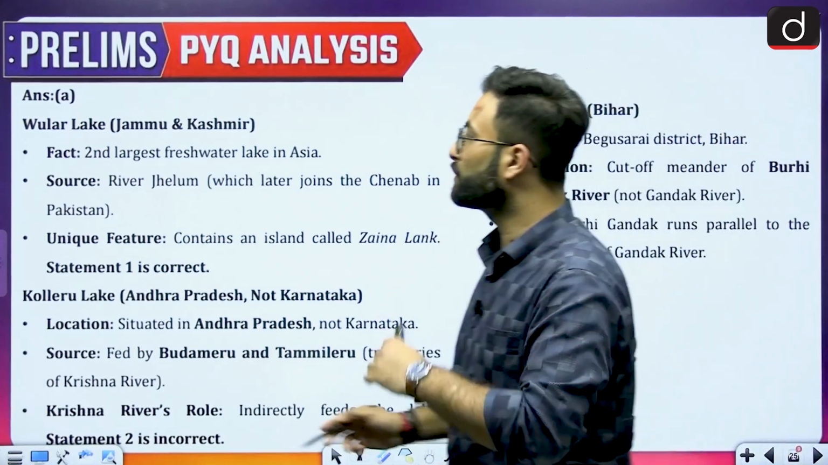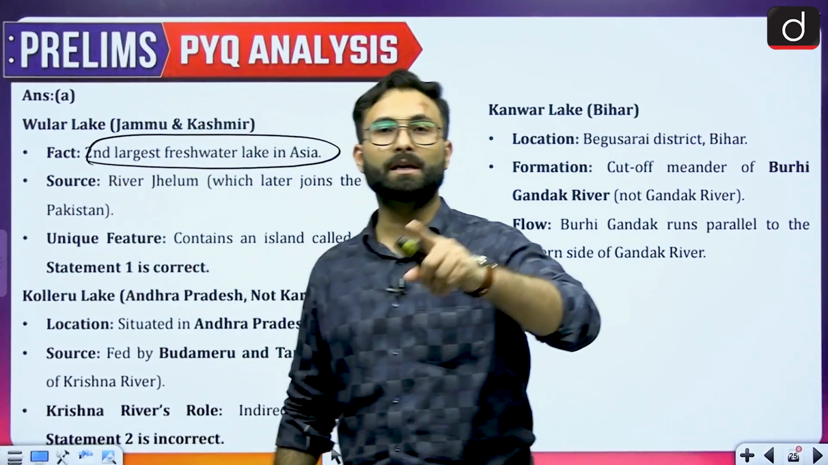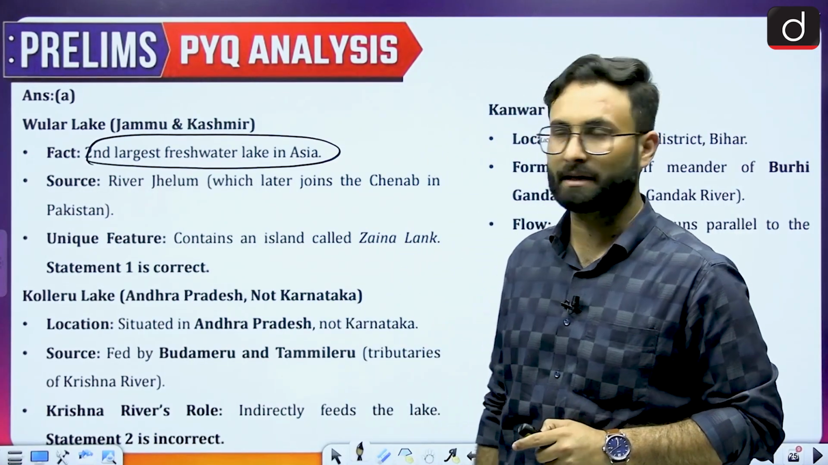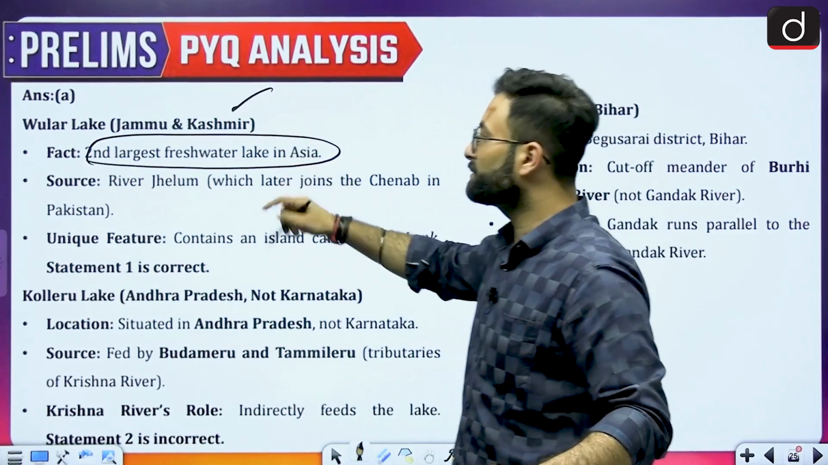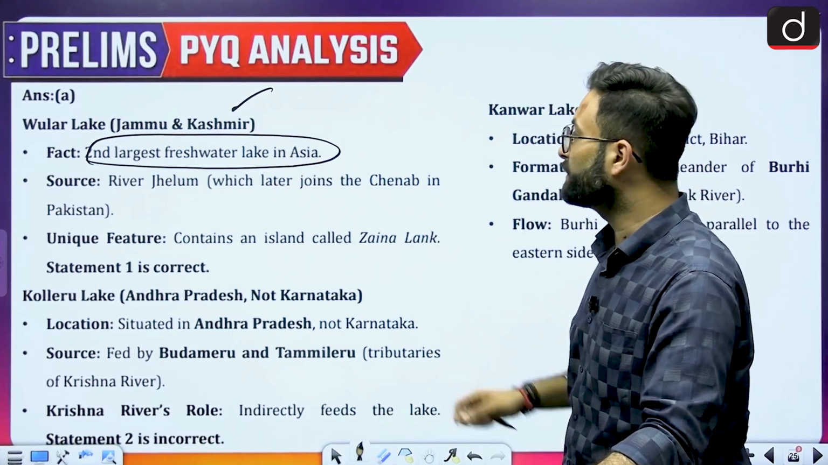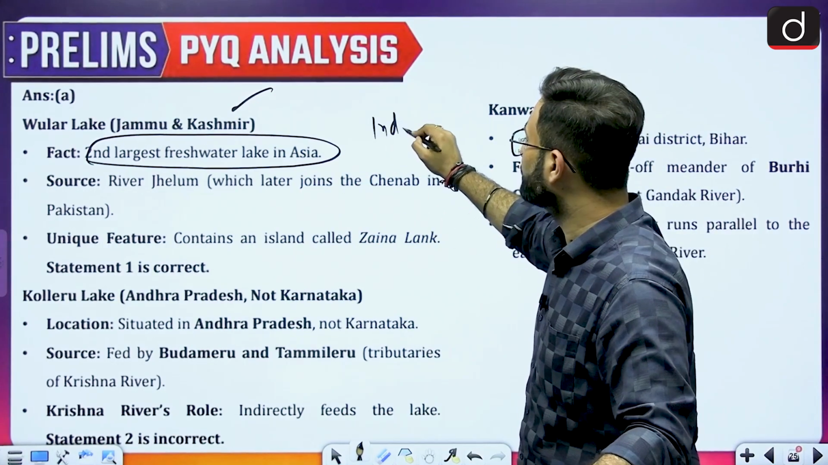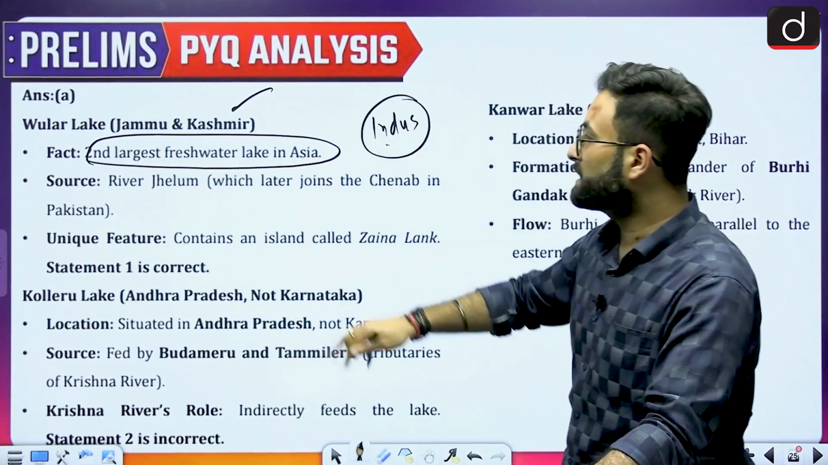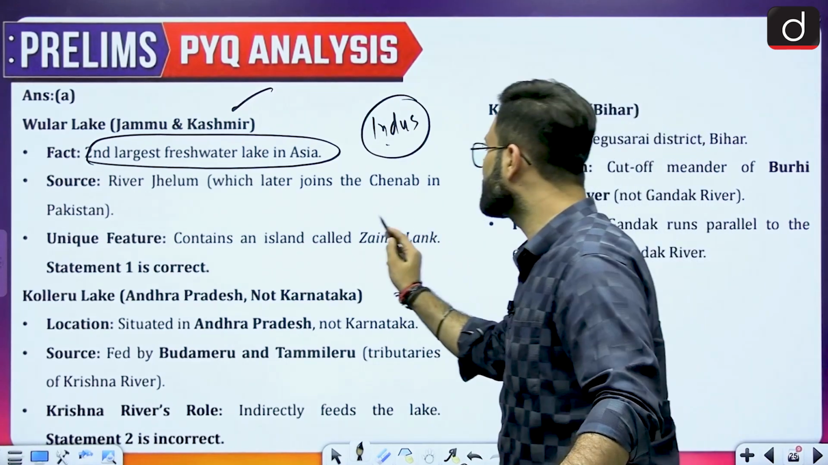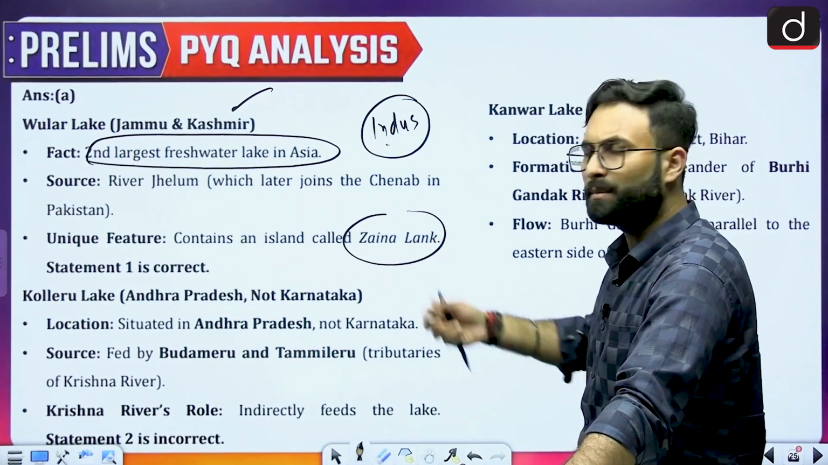Vular lake, if you talk about it, is the second largest freshwater lake in Asia. You will be telling me in the comment box which is the largest freshwater lake in Asia. It is in Jammu and Kashmir. The source of the lake is the river Jhelum, which later joins the Chenab in Pakistan. This is part of your Indus river system. Coming to the next one, a unique feature is that it contains a small island called Zaina Lank. Pronunciation can be different because that is in the local language.